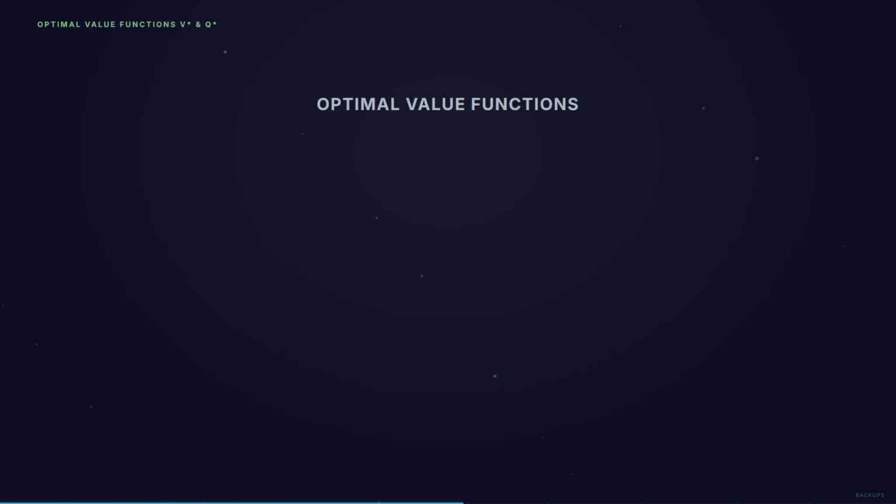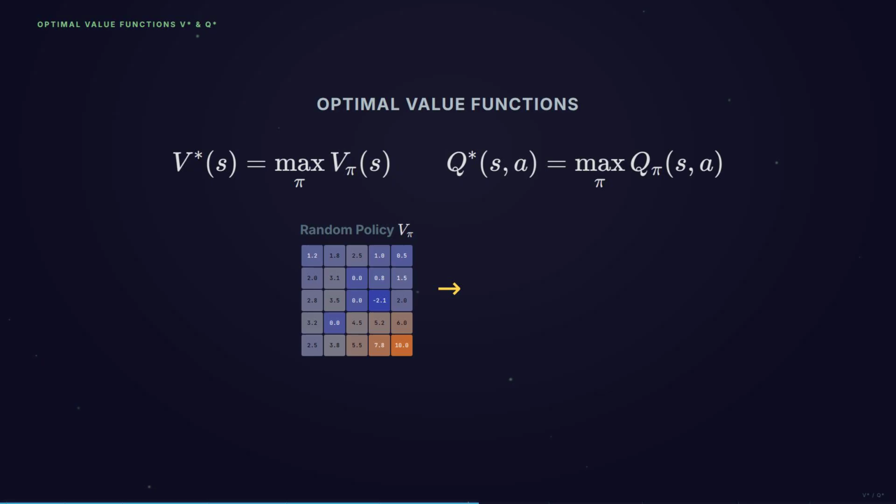So far, we've been talking about the value of states under a specific policy pi. But what we really want is the best possible value, the value under the optimal policy. V star of S is the maximum V pi of S over all possible policies. It represents the highest expected return achievable from state S by any strategy. Similarly, Q star of S, A is the maximum Q pi of S, A over all policies.